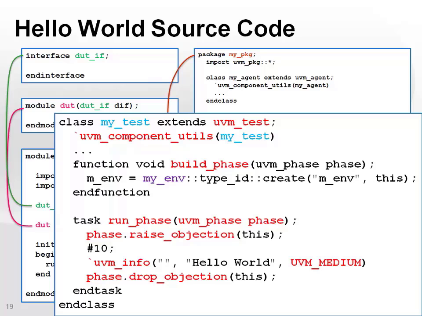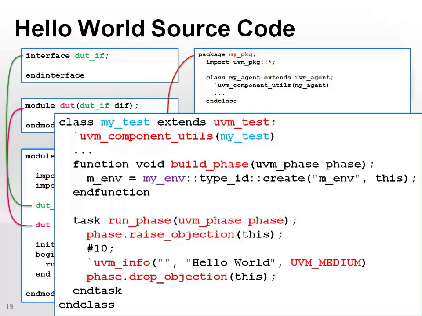So class myTest extends uvm_test, the built-in class. Standard phase methods, so in the build phase, we instantiate the env. And then in the run phase task, which is a task because it's one of the standard phase methods that's going to consume time, we're going to complete this little hello world program in UVM by consuming some time and printing out hello world.